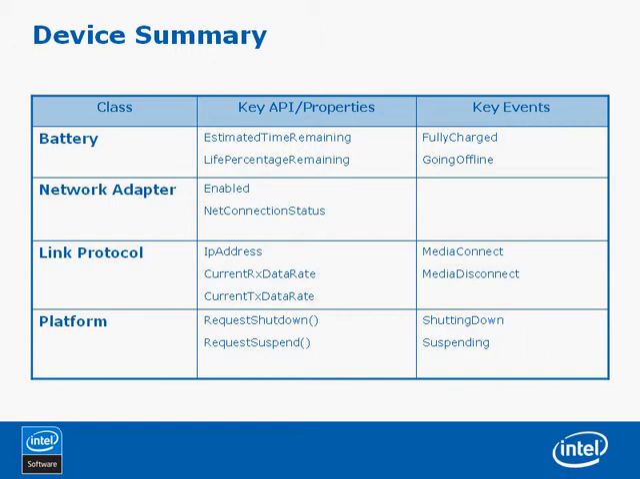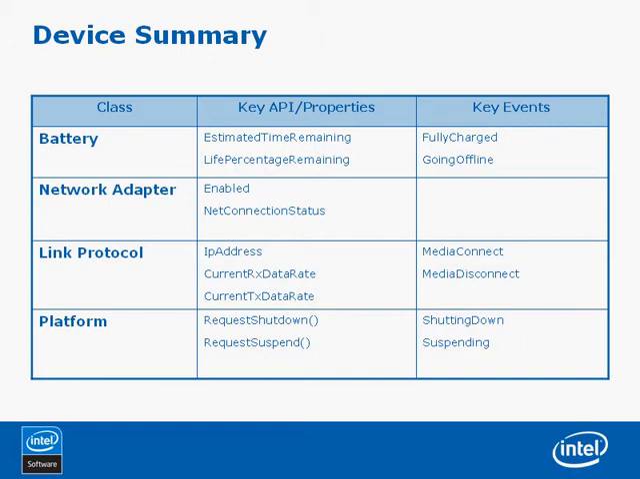The network adapter class provides information regarding network adapters present in the system. The enabled property indicates if the device is enabled, while net connection status indicates states such as connecting, disconnecting, hardware disabled, and more. Adapters are also further divided into radio and wired. Link protocols specify OSI Layer 2 and Layer 3 properties, such as IP address for both IPv4 and IPv6, and current receive and transmit data rate in bits per second. Events such as connection and disconnection are exposed with media connect and media disconnect respectively.